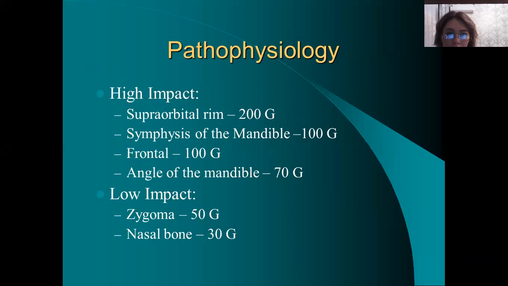Pathophysiology. High impact: supraorbital rim, 200G; symphysis of the mandible, 100G; frontal, 100G; angle of the mandible, 70G. Low impact: zygoma, 50G; nasal bone, 30G.